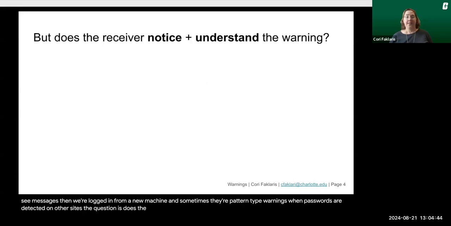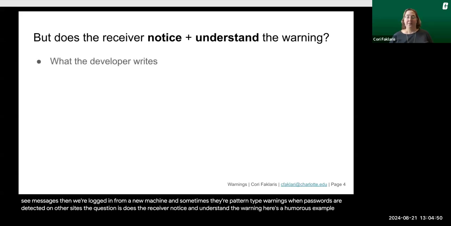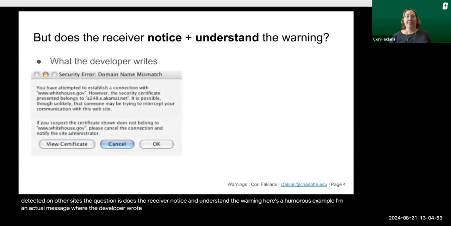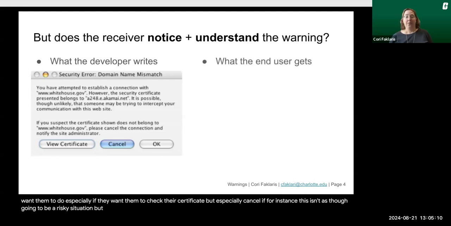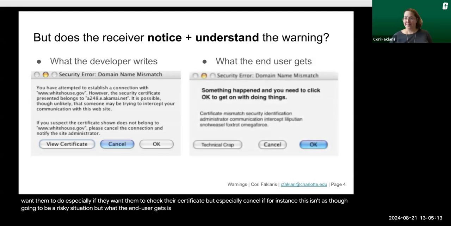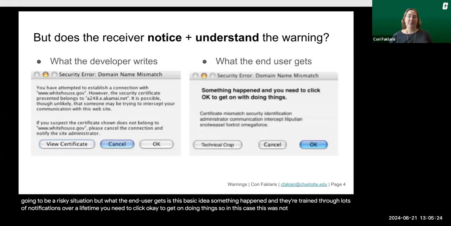The question is, does the receiver notice and understand the warning? Here's a humorous example of an actual message where the developer wrote something that made a lot of sense if you're technically inclined. What they want the user to do is check their certificate, but especially cancel if, for instance, this is going to be a risky situation. But what the end user gets is this basic idea: something happened, and they're trained through lots of notifications over a lifetime. You need to click OK to get on doing things. So in this case, this was not a successful communication.